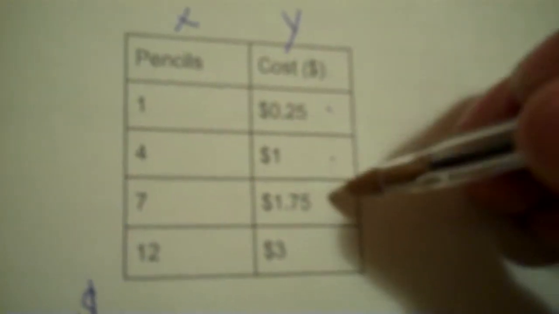Okay, pencils. Pencils is X, money's Y. So again, I want to find the cost, the Y, the dollars per pencil. Put it in singular form though. Okay, so here's how we're going to find the cost per pencil, because see, we don't know because it jumps from 1 to 4 to 7 to 12. Okay, so again, you make 3 jumps. 1, 2, 3. That's 1 jump, 2 jumps, 3 jumps.